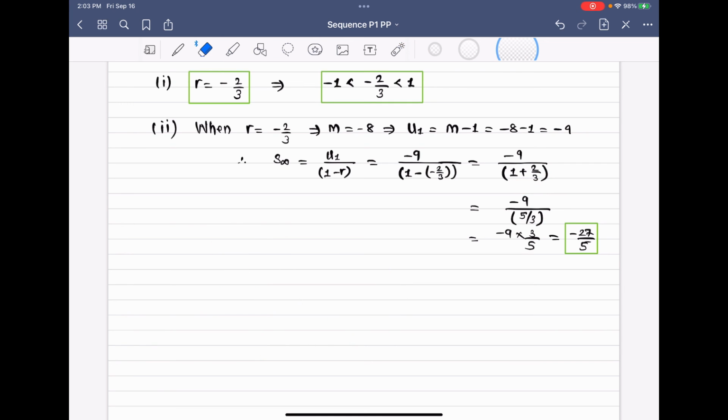Now you are not allowed to use a calculator. That means negative 9 will remain as it is. Division, I am converting into multiplication. So division by 5 by 3 becomes multiplication by 3 by 5. Negative 9 into 3 is negative 27 over 5. Do not simplify further because this is paper one, non-calculator, not expected to write a decimal answer. So you just write down the final answer, negative 27 over 5. Thank you.